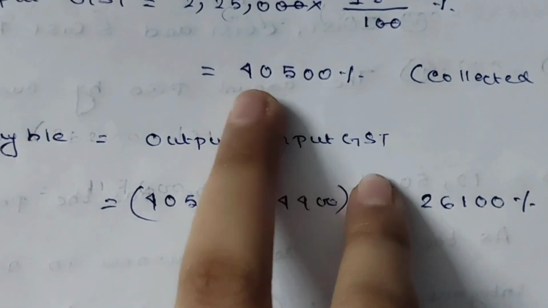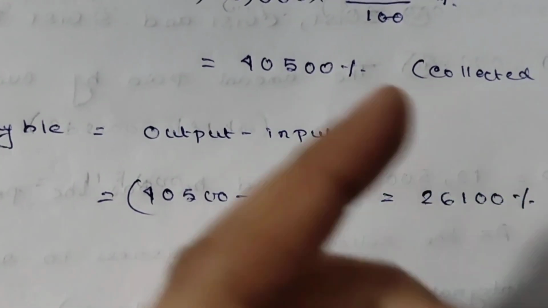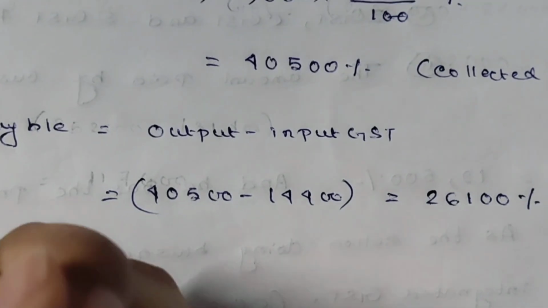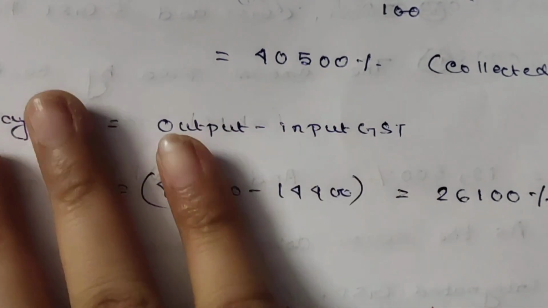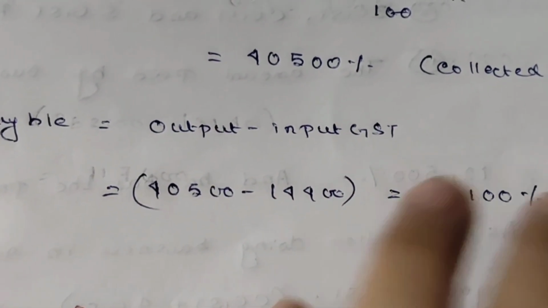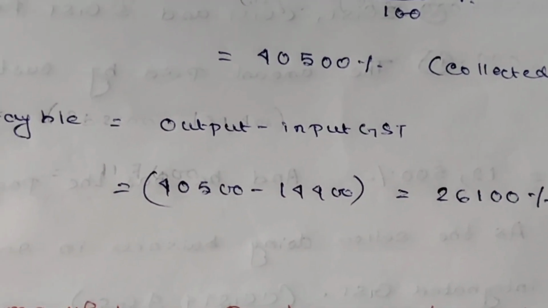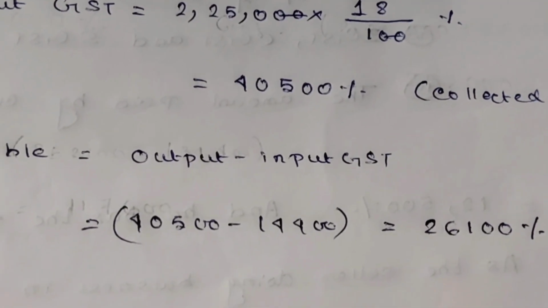Then it will be 40500, the GST collected from the customers when they were selling the product. So what will be the payable GST? Output GST minus input GST, as simple as that, 26100 rupees. So I hope it is clear to you.